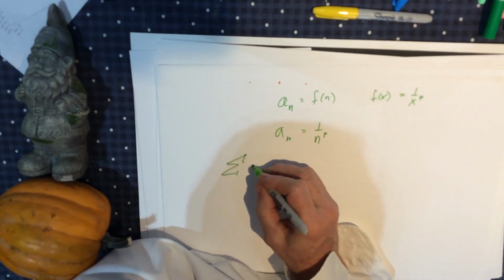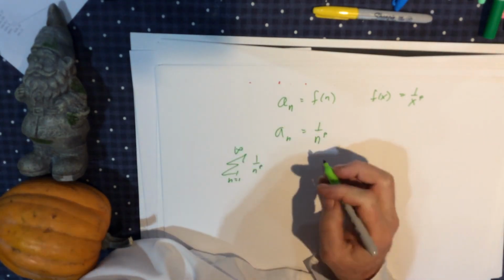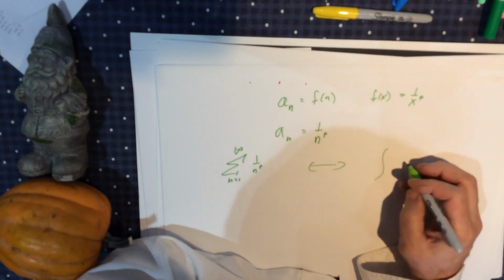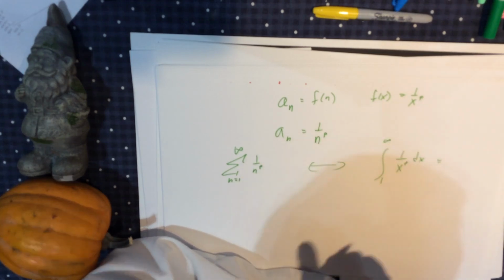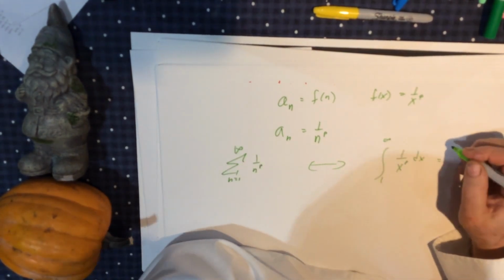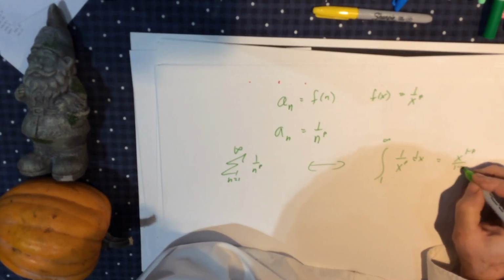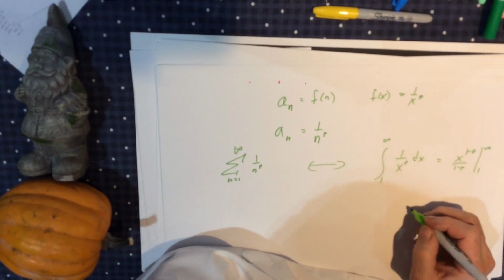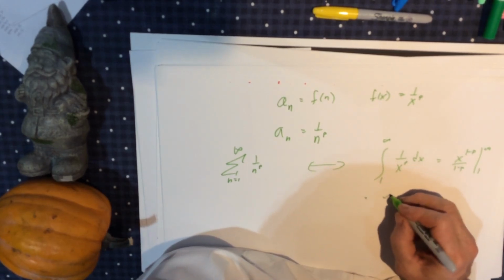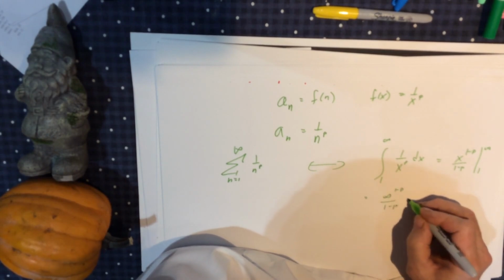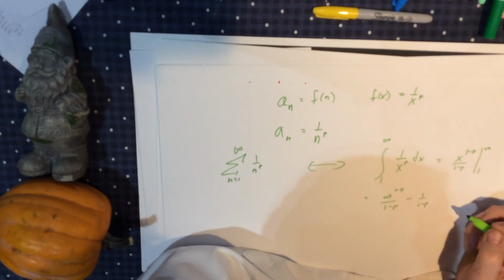So the series 1 over n to the p, n equals 1 to infinity, is associated with the integral from 1 to infinity of 1 over x to the p dx. But this integral we know how to do. You add 1 to the power, so it's x to the minus p plus 1, so it'll be x to the 1 minus p over 1 minus p evaluated from 1 to infinity. And so this is going to be basically infinity to the 1 minus p over 1 minus p, minus 1 over 1 minus p.